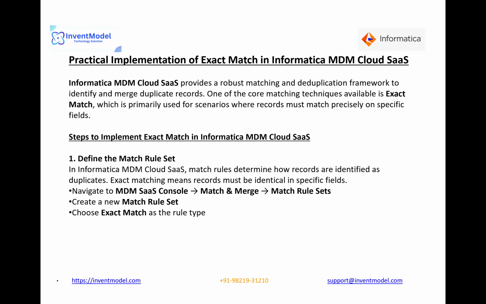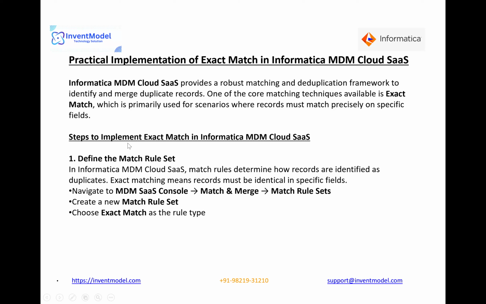Exact match in layman terms is that the value should exactly match, like we learned in on-prem also. And fuzzy match is a similar match, where the value should have a similar match. So for now, this is the definition and we are going to learn further. Exact match is primarily used for scenarios where records must match precisely on specific fields, that is, the attributes.